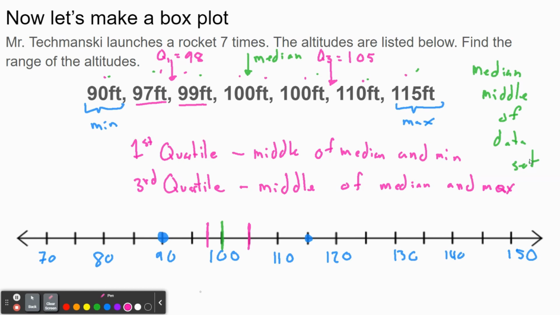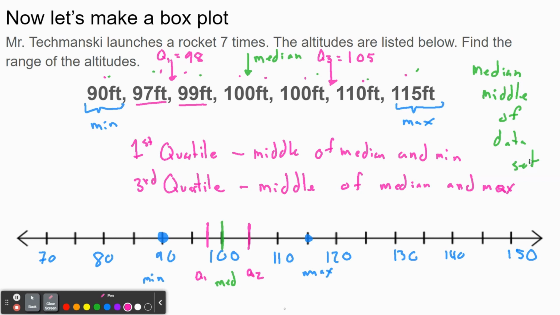So we now have everything we need to make a box plot. Just to label them one more time, this is the minimum, this is the maximum, this was the median, and then we had our first quartile and third quartile.